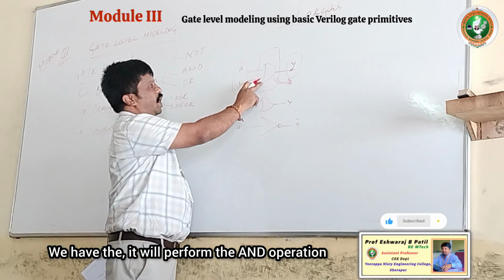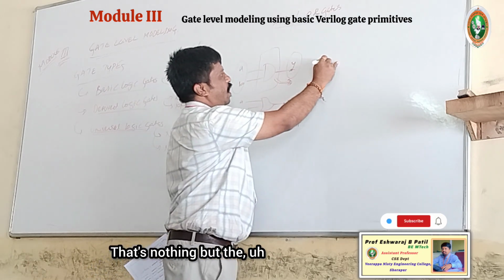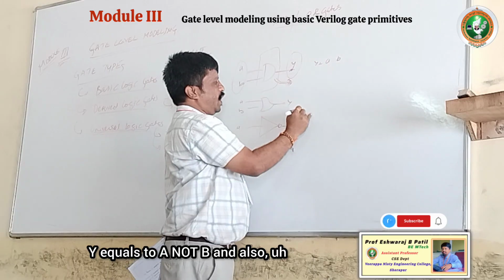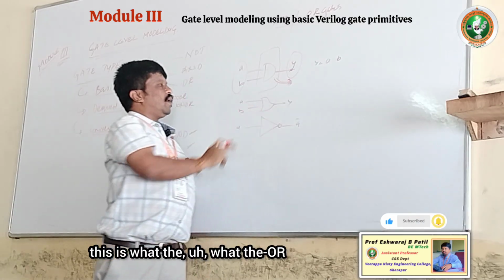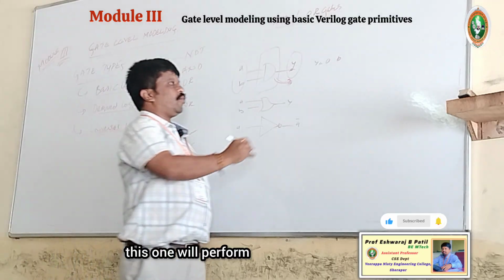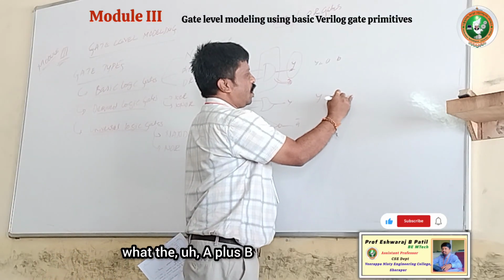The AND gate will perform the multiplication operation as Y equals A dot B, and this is the OR gate. The OR gate will perform A plus B.